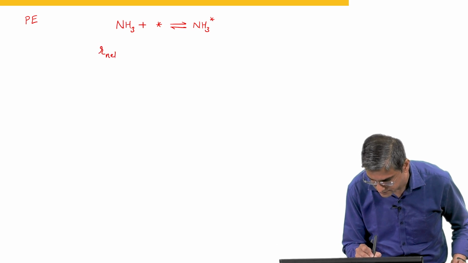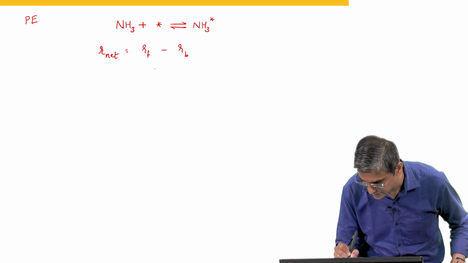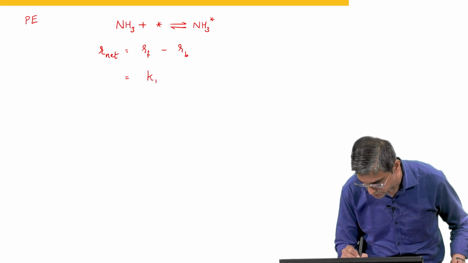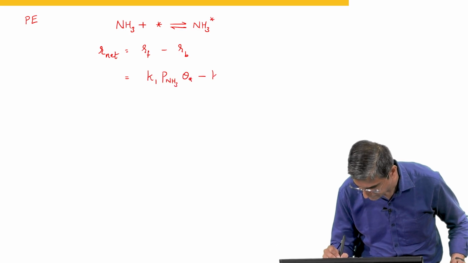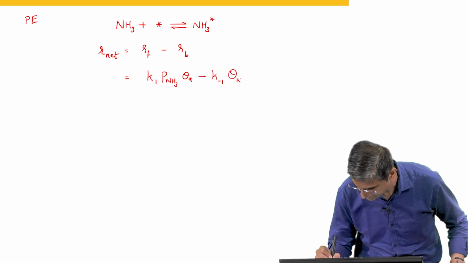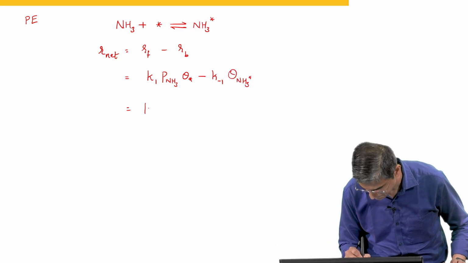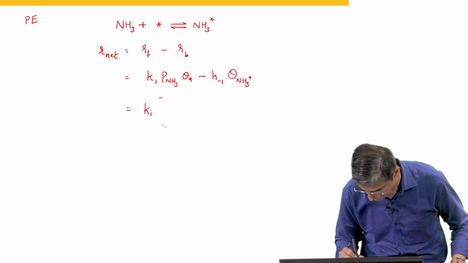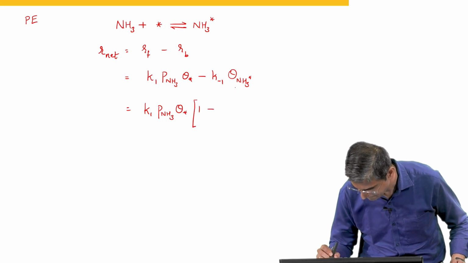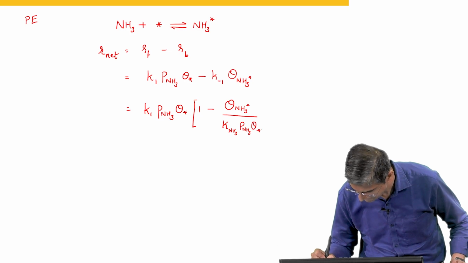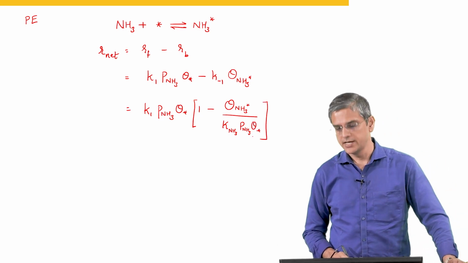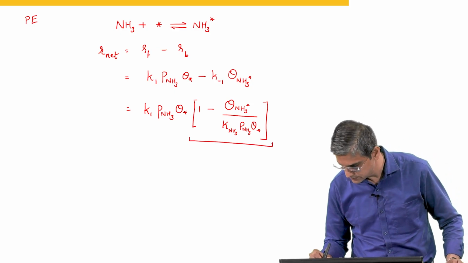Okay, R net is R forward minus R backward, which is equal to K1... Okay. At equilibrium this is 0.